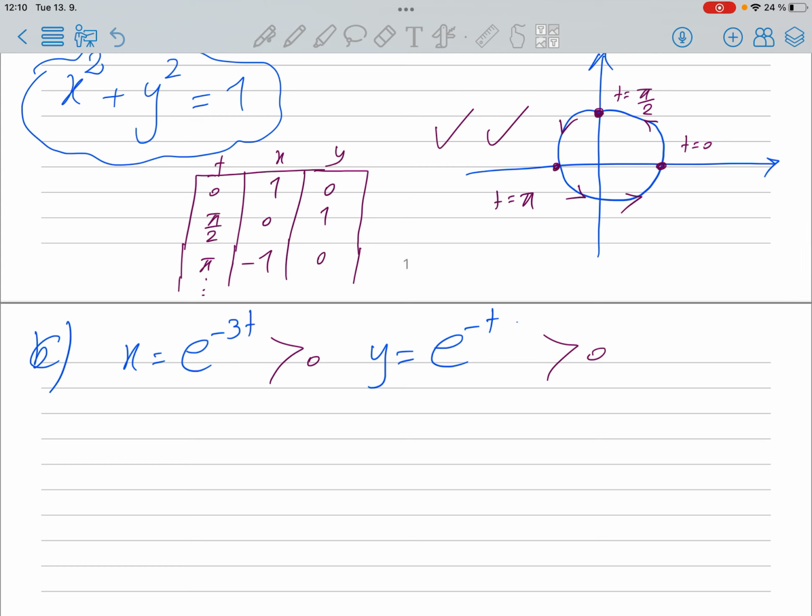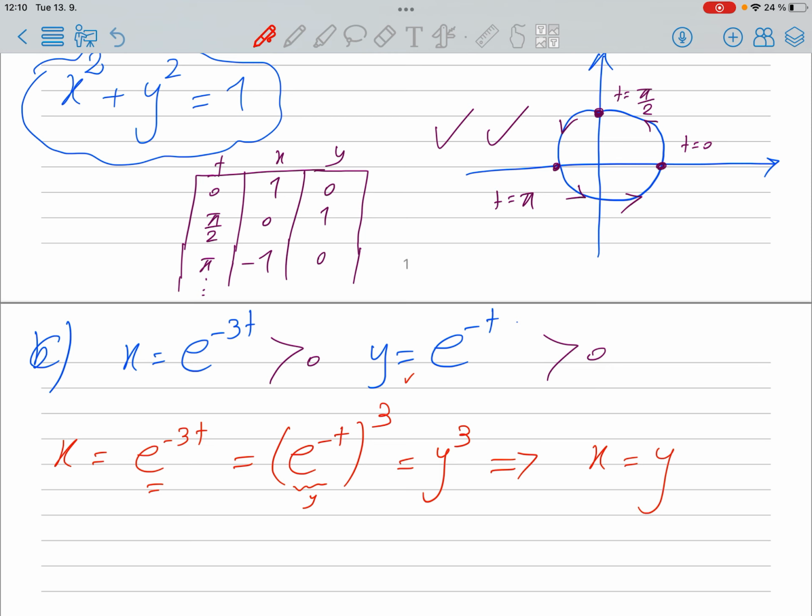So now what you have is x is equal to e to the minus 3t. You can write this as e to the minus t to the third, and now substitute the e to the minus t by y, right? Here is y, therefore you have y to the third. Then the Cartesian form of this parametric curve is simply x is equal to y to the third.